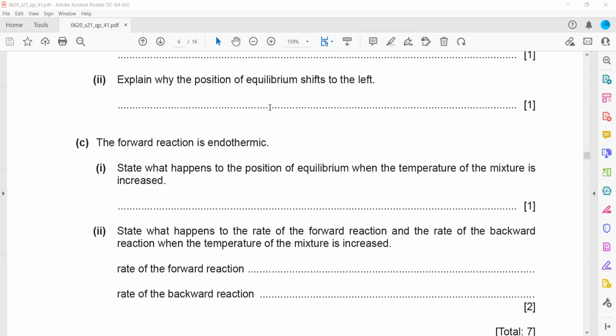State what happened to the rate of the forward and backward reaction. Whether it's a reversible or irreversible reaction, rate depends on temperature. If you increase the temperature, the rate will also increase. If you decrease the temperature, the rate will decrease. In the question, we are increasing the temperature. So whether it's forward or backward, reversible or irreversible, the rate will always increase.